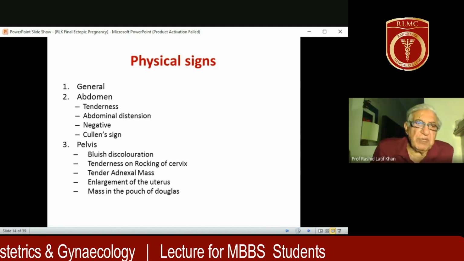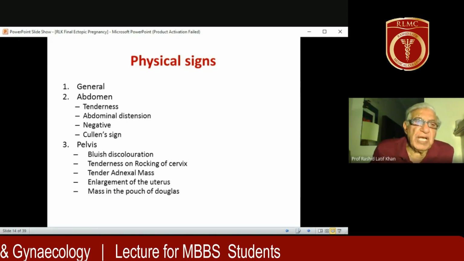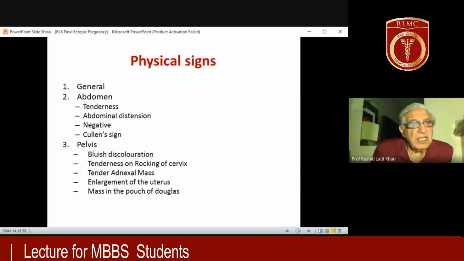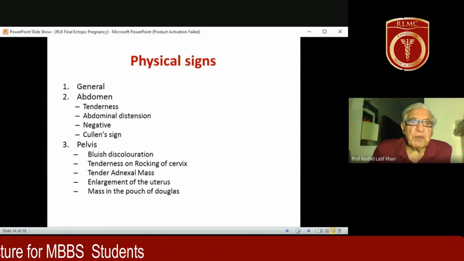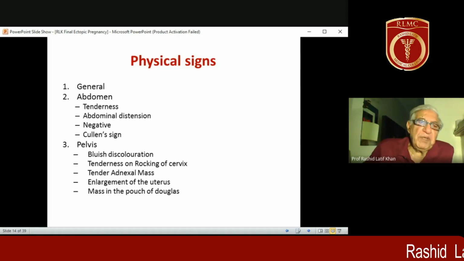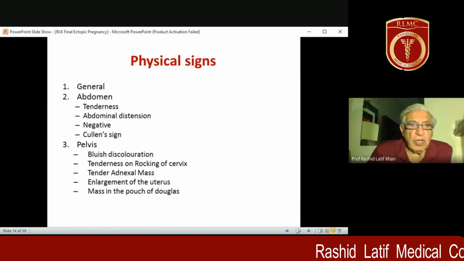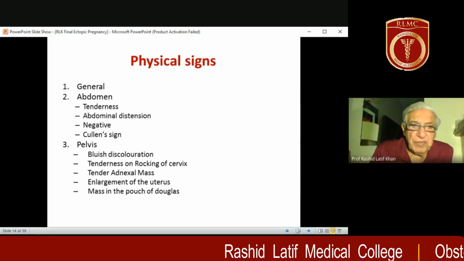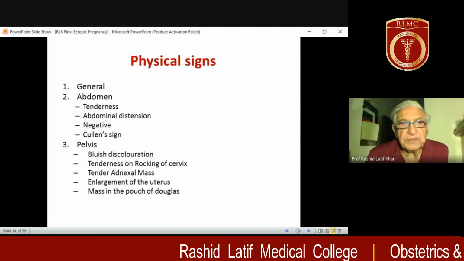On pelvic examination, there are typical signs of early pregnancy, such as bluish discoloration of the vagina. Because of ectopic pregnancy, when you move the cervix on vaginal examination, which is called rocking of the cervix, there's tenderness, and in the lower abdomen also there is tenderness. Maybe in chronic ectopic, when bleeding has been going on for too long, you may feel an adnexal mass or a mass in the pouch of Douglas.